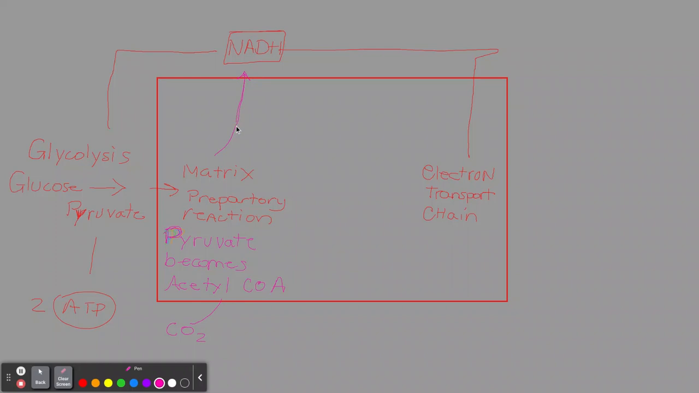We need that NADH because they're like carriers. They're going to carry electrons. And we need electrons really as catalysts to make ATP.